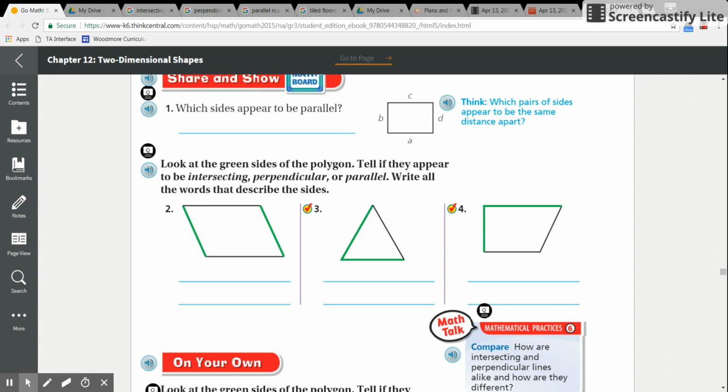Number four, we have this side with the top side. Go ahead and pause the video. Answer. These two lines would be intersecting because they are crossing, and perpendicular because they are forming a right angle. What's a little bit tricky here is that we don't see the box because the book does not want to give away the answer. But whenever you see that L, that's a perfect L, or the perfect corner of a square, that is a right angle. So we have parallel, intersecting, and perpendicular.